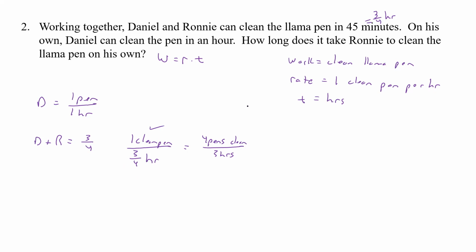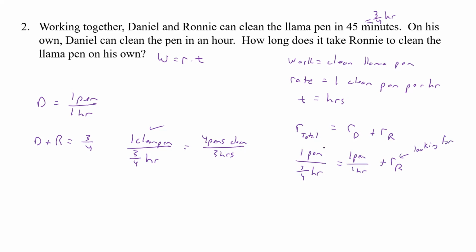All right. So what are we going to do then? Well, we're going to have to think about the rate of the total. So the total rate is going to be equal to what? Well, it's going to be the rate of Daniel plus the rate of Ronnie. Okay. Well, the total we already said was 45 minutes. So it's going to be one pen per 3/4 of an hour. And that's equal to his rate, which was one pen per 1 hour, plus R of R. And we don't know that one. That's what we're looking for.